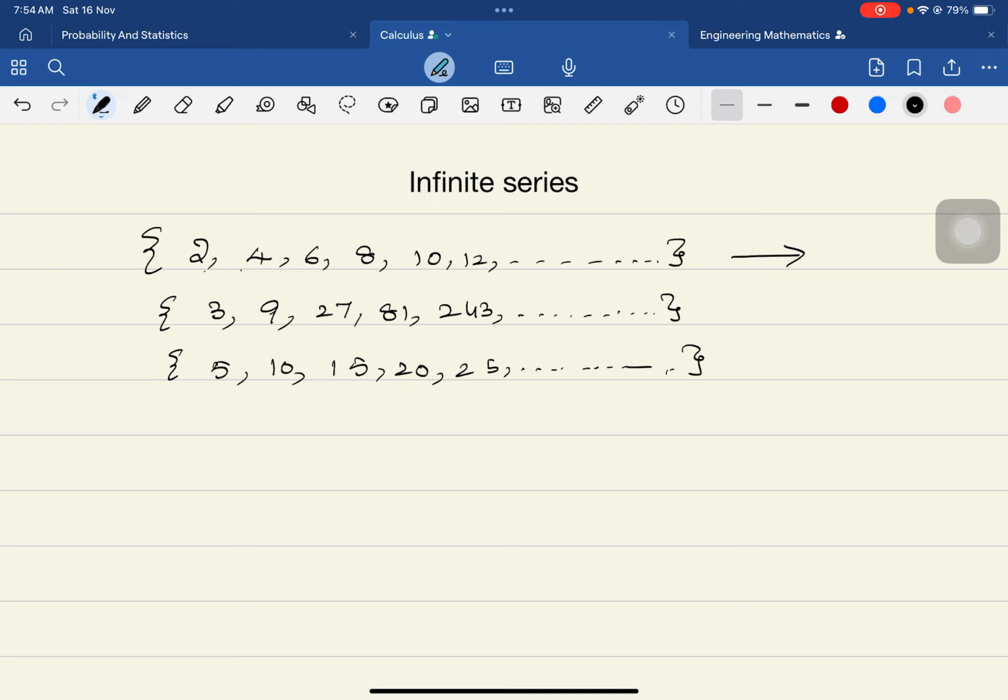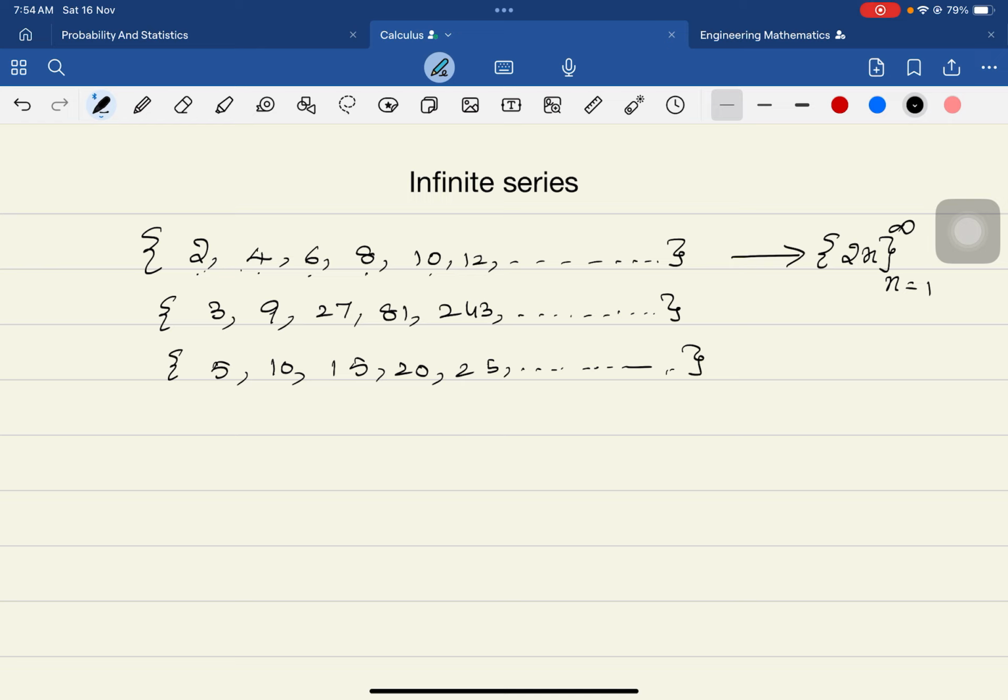That hidden formula is nothing but multiplying 2: this is 2 into 1, 2 into 2, 2 into 3, 2 into 4, 2 into 5, like that. So can we say that this is a sequence of numbers given by 2n, where n is equal to 1 to infinity?